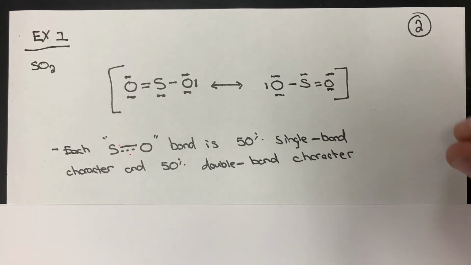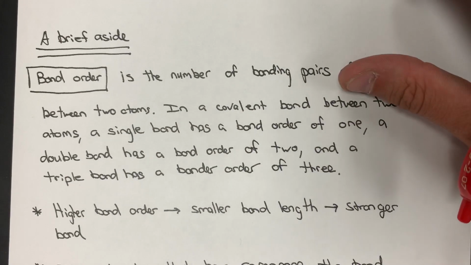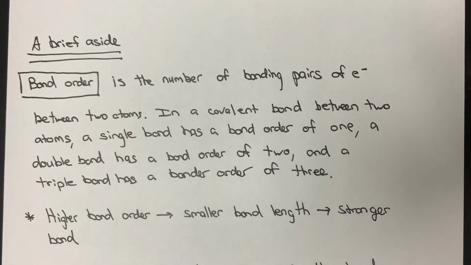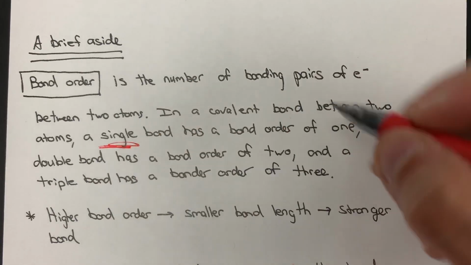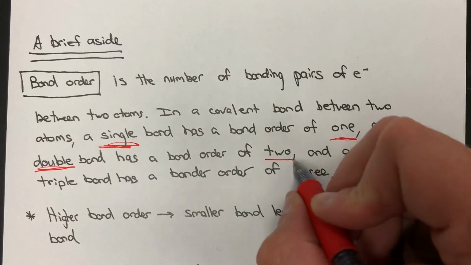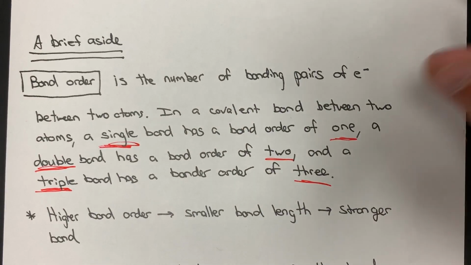Before we get to a second example, let's take a look at this idea of bond order. When we talk about bond order, we talk about the number of bonding pairs of electrons between 2 atoms, okay? It's pretty simple to digest. When we talk about covalent bonds between 2 atoms, whenever we have a single bond, we're talking about a bond order of 1. Whenever we have a double bond, we have a bond order of 2. Whenever we have a triple bond, we have a bond order of 3, so on and so forth.